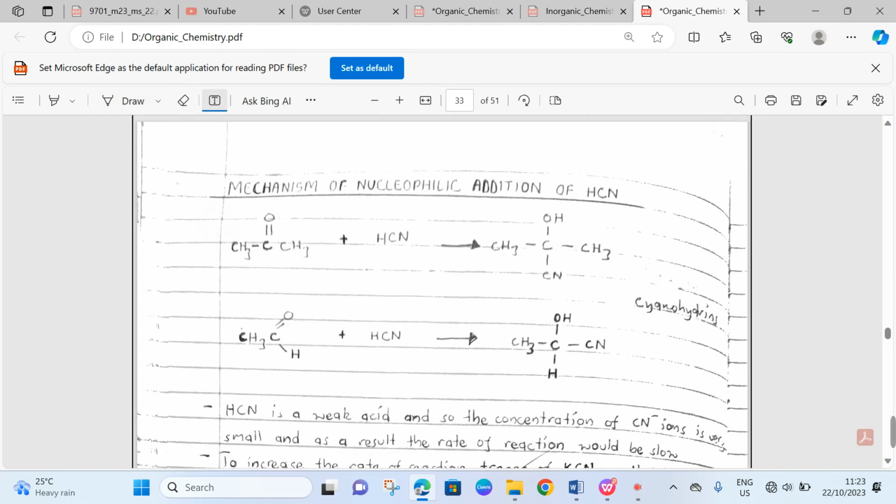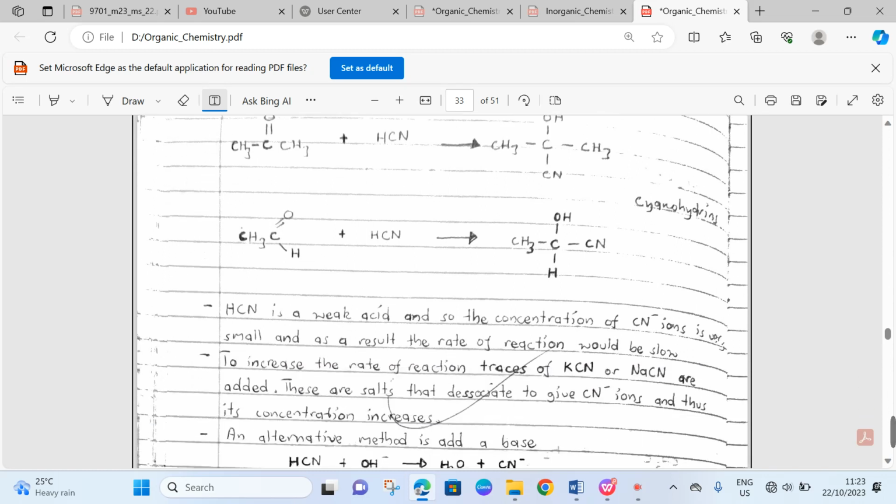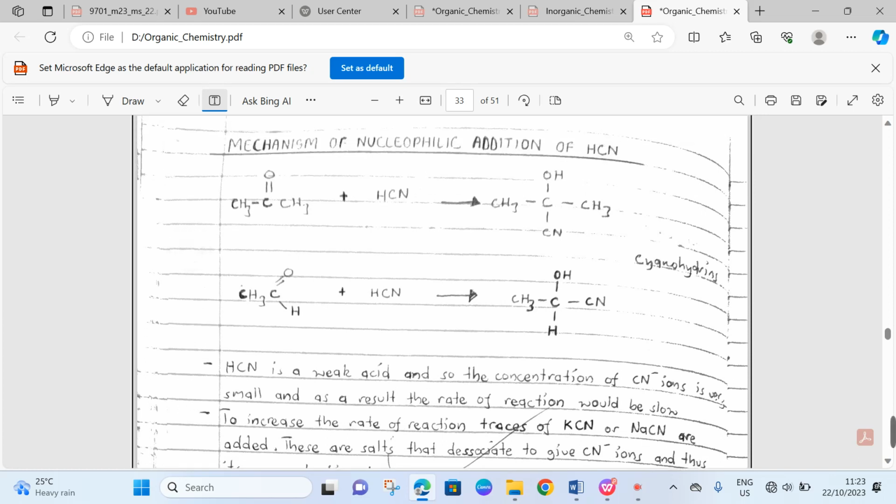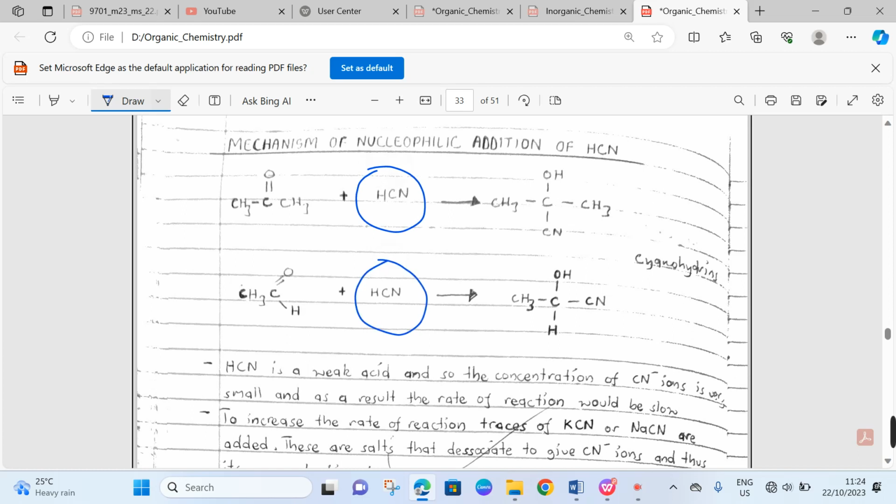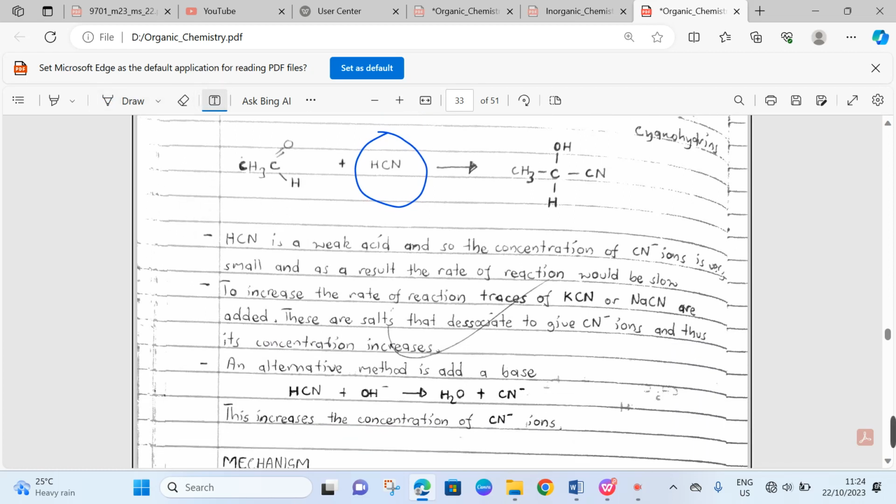Now the mechanism for the nucleophilic addition of carbonyl compounds. This is something that is new, that you've not covered in the previous topic. Okay, so the nucleophilic addition of HCN to carbonyl compounds, usually we're adding HCN. So let's get down to it and show you how the chemistry happens.